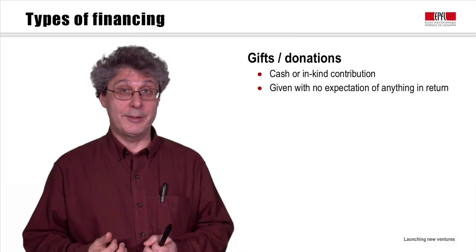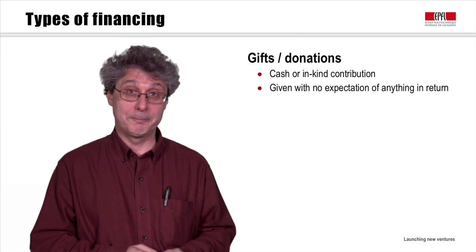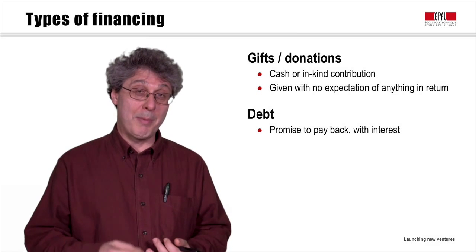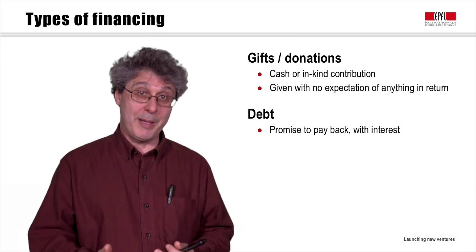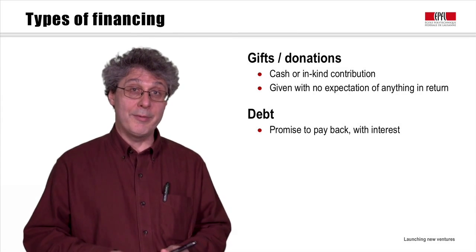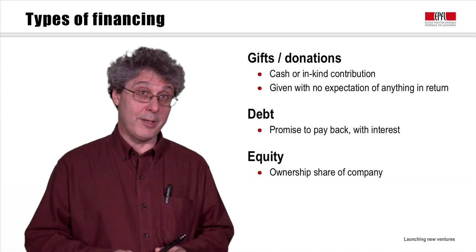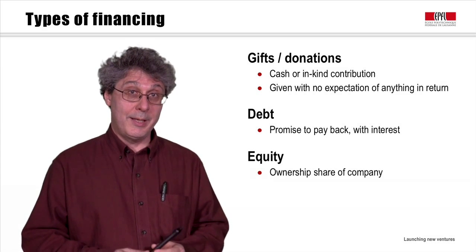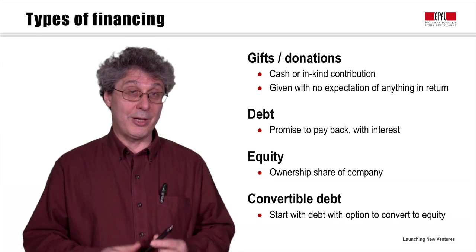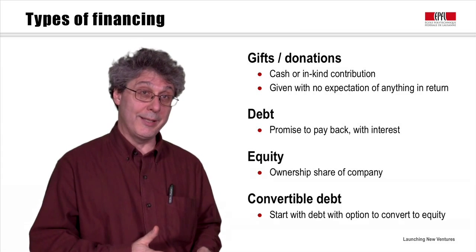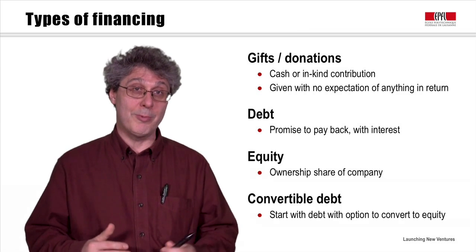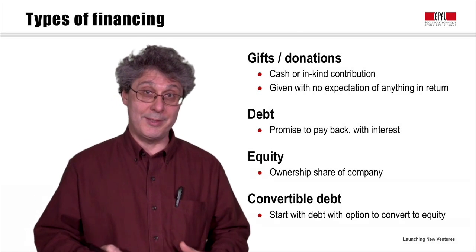no expectation that you're going to give the money back. Then we have debt financing, where there is an expectation that you're going to give the money back, possibly with an interest payment, so you give them more back than what you borrowed from the investors. And then we have equity financing, which is basically an ownership share of the company. And then finally, we have convertible debt, which starts out as a loan and then possibly converts to an equity position in the company. So let's go through each of these one at a time and talk about the pluses and minuses of these different options.